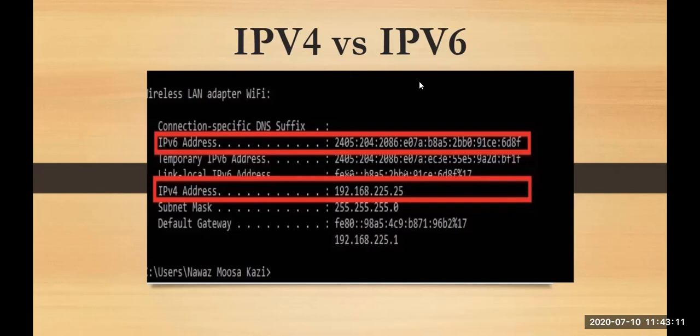For address resolution, mapping your MAC addresses, IPv4 uses ARP, whereas IPv6 uses Neighbor Discovery Protocol. So that is your IPv4 and IPv6. At the end, we can conclude that IPv6 is simpler than IPv4. IPv6 gives us more IP addresses as compared to IPv4. That is why we are using it.